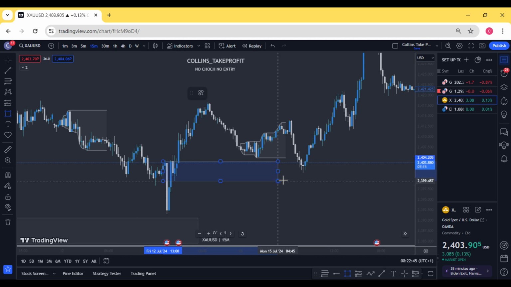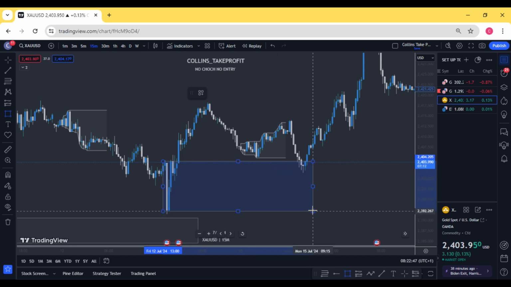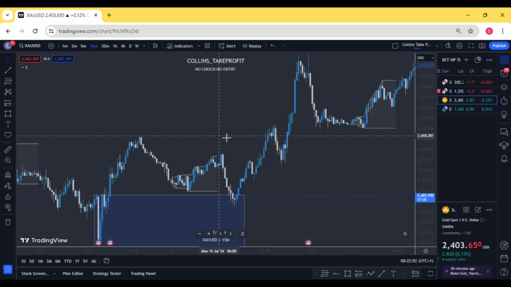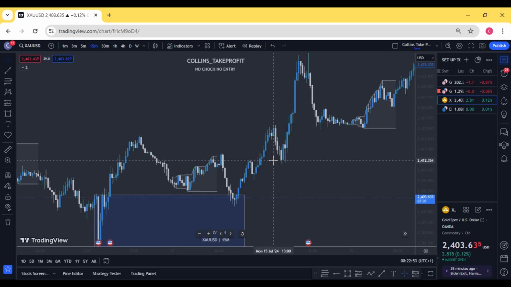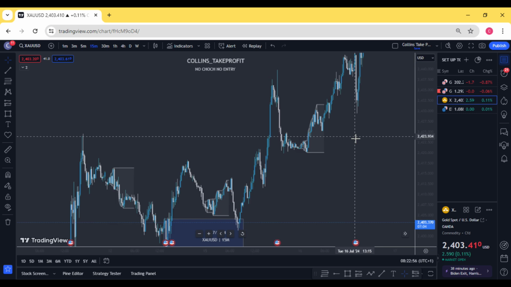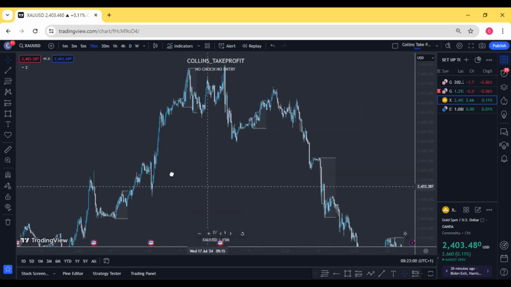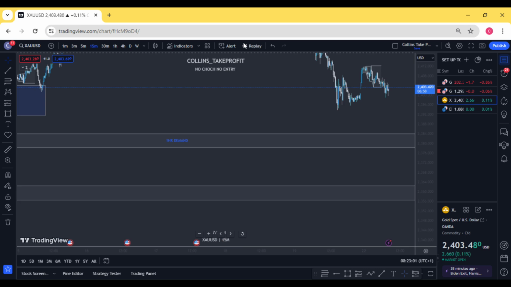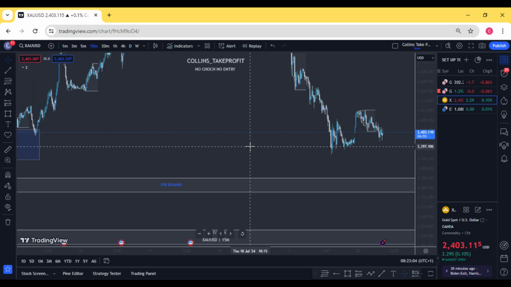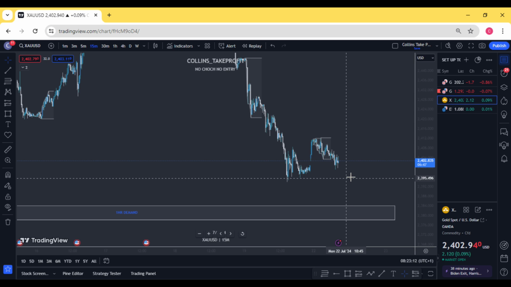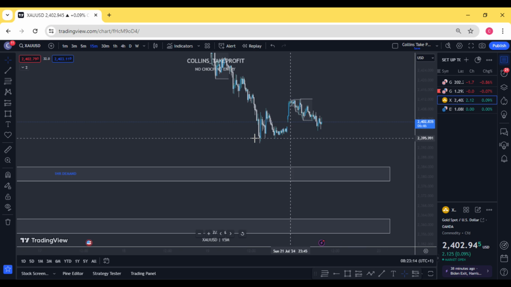Then price respected this area of demand, then went bullish, broke structure, pulled back into this area, then continued the bullish order flow, right? Now price did the retracement. Remember, after every impulsive move we are going to have what? A retracement, right? So now price did the retracement within the week.